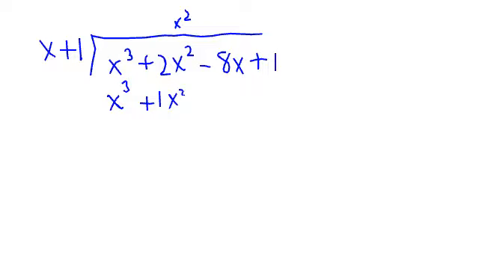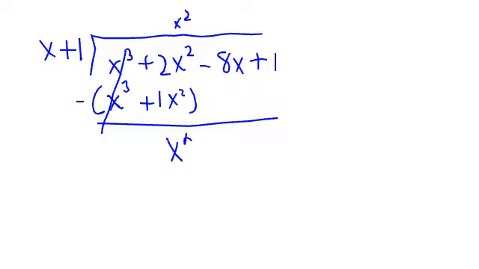But we're going to put this expression in parentheses and subtract. That's very similar to what you did in long division when you're working with numbers. Now we're working with polynomials. So, x to the third minus x to the third cancels out. Okay, that's great. Now 2x squared minus 1x squared is just x squared. And then we drop down the negative 8x.